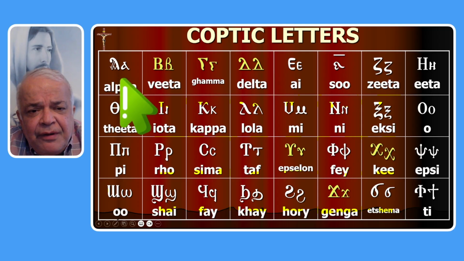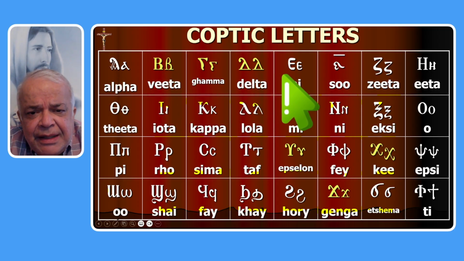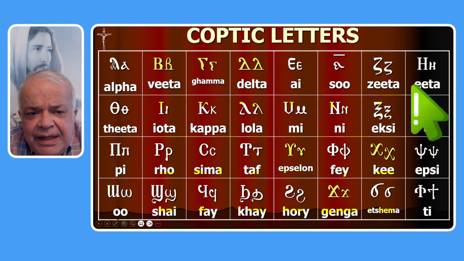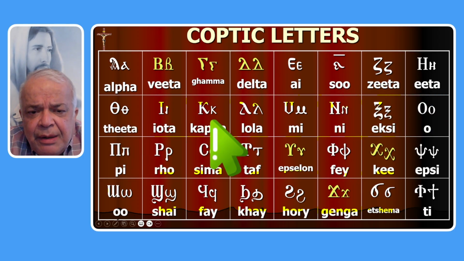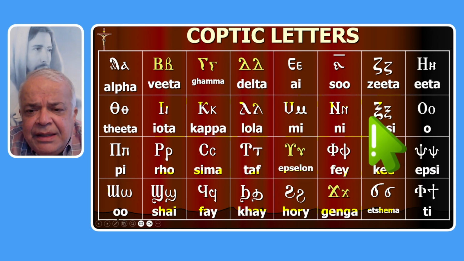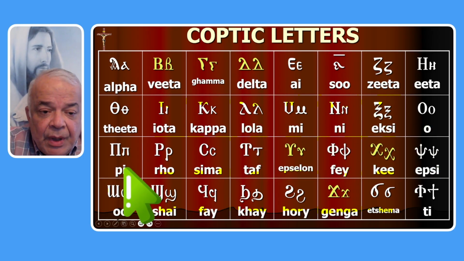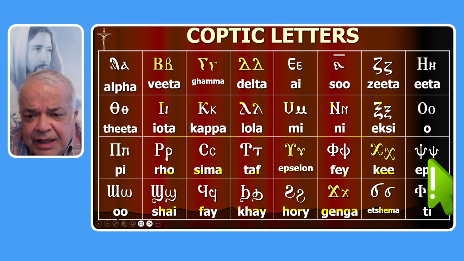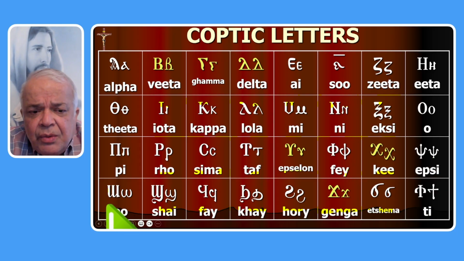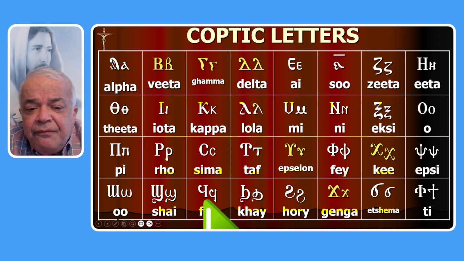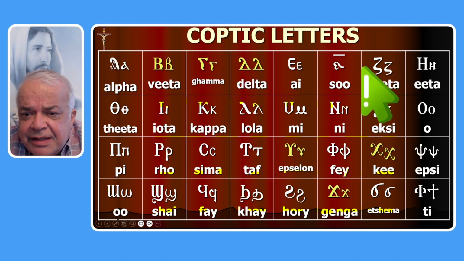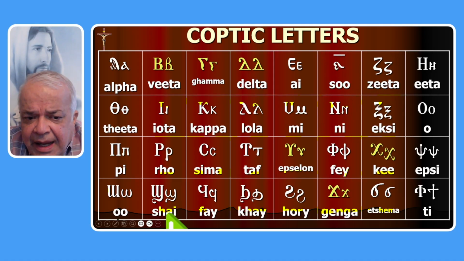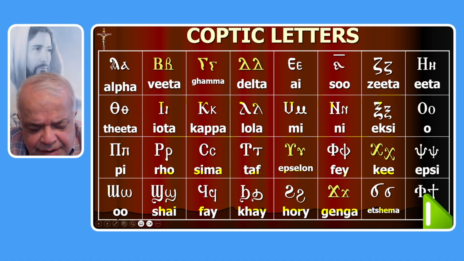The letters are alpha, beta, gamma, delta, A, Su, zeta, eta, theta, iota, kappa, lola, May, Nei, Xi, O, P, Rho, Sigma, Taf, Epsilon, Phi, K, Psi, Ho, O, Shai, Phi, Chai, Huri, Janja, Chima, T. The added letters are number 6 and the last 7 here. Shai, Phi, Chai, Huri, Janja, Chima, T.